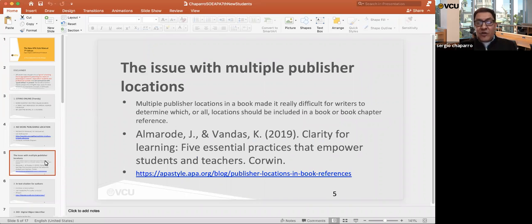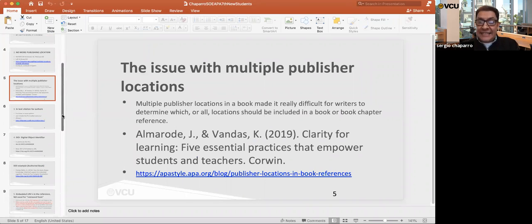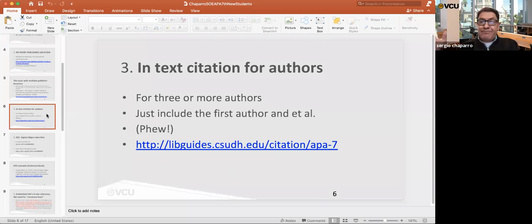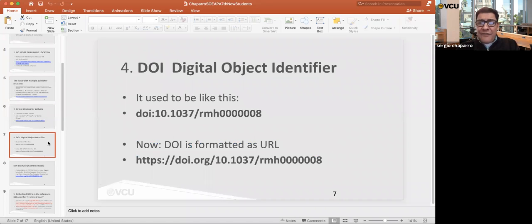Here I insert for you also links that will take you to the explanations in the new APA style blog. There are also fascinating examples, so I encourage you to use that blog. For 3 or more authors, for example, just include the first author and et al. Examples that help you clarify this new situation.